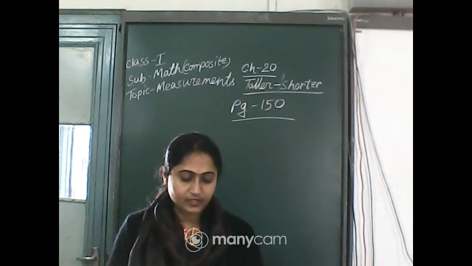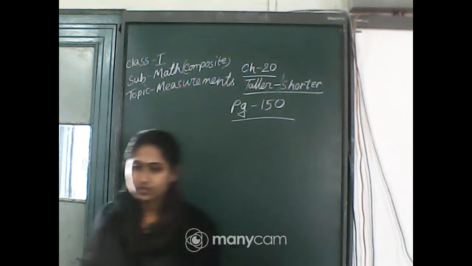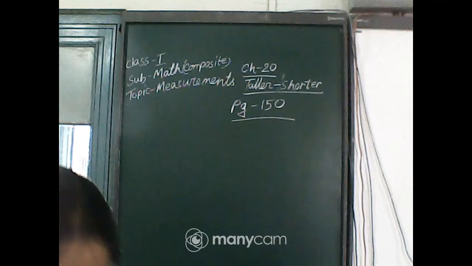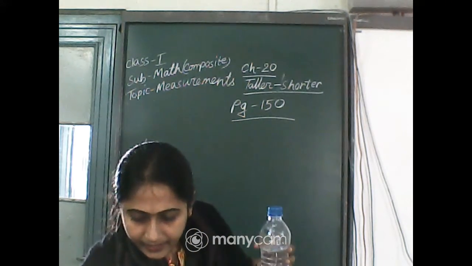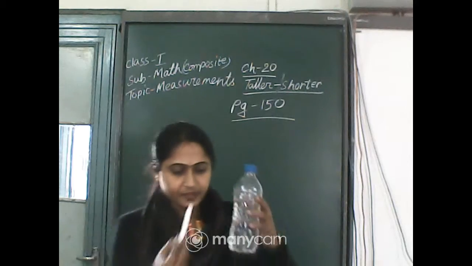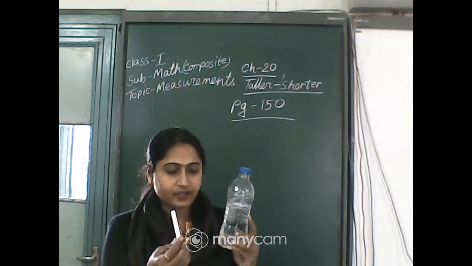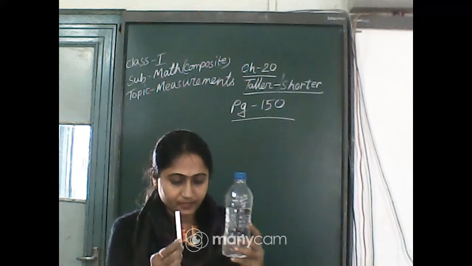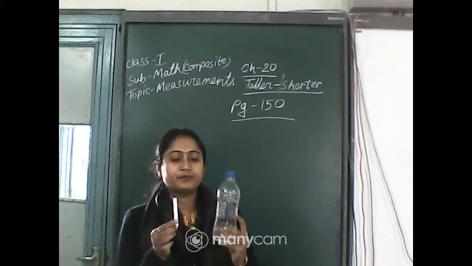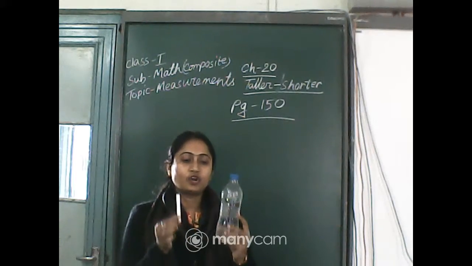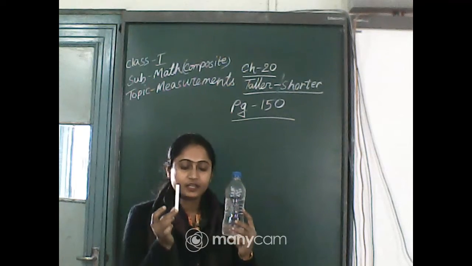Taller and shorter refer to the height of an object. If I show it to you, in my hand you can see this bottle and another one is chalk. Chalk and bottle. Can you tell me which one is taller? The bottle is taller and the chalk is shorter. When we compare two objects, we say taller and shorter.